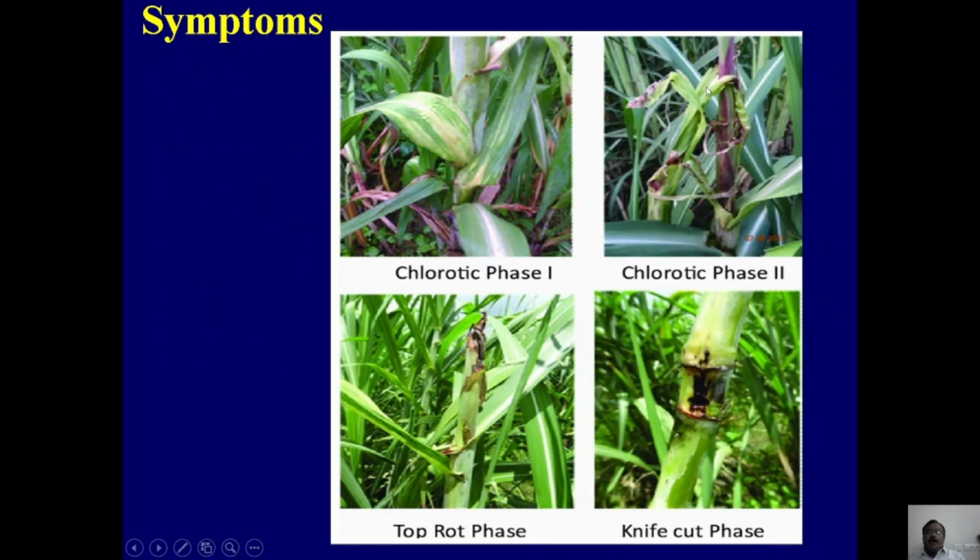These are all the different symptoms produced by the pathogen: chlorotic phase 1 and 2. In this case, formation of reddish brown streaks on the leaf leads to rotting and drying of leaves. This is the rotting of the top portion, and these are the ladder-like knife cut symptoms beneath the sheath of affected canes.